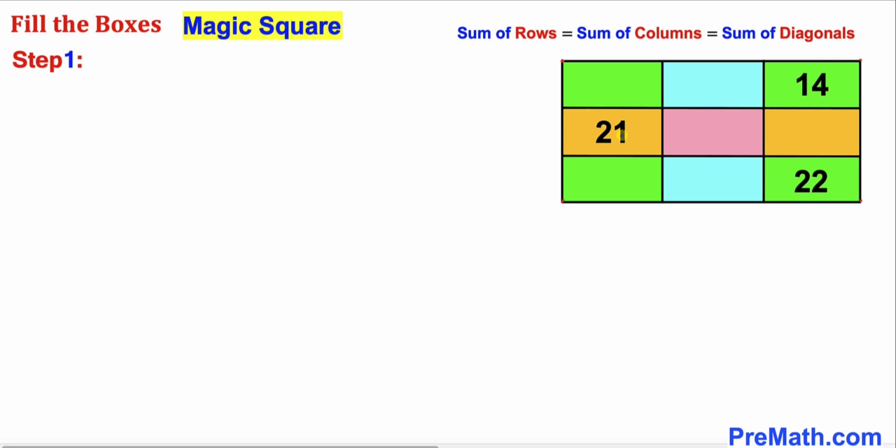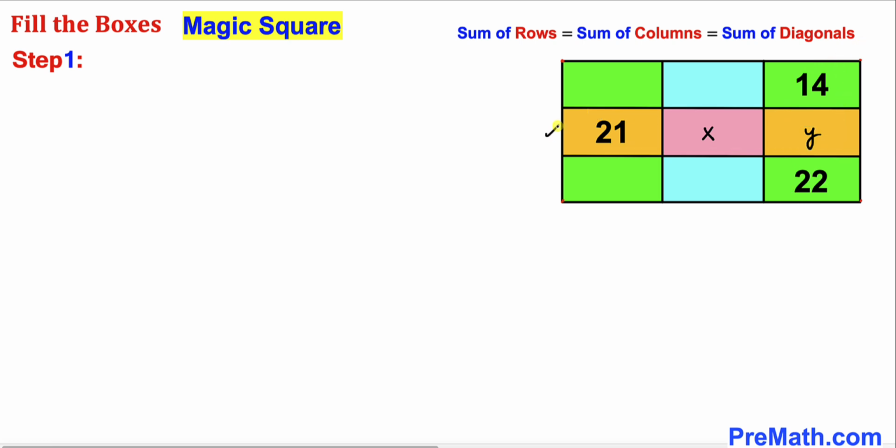And here's our very first step. Let's focus on this row that contains 21, and let's focus on this column that contains these numbers 14 and 22. Since the values of these boxes are unknown, let me label this box as an X and this box as a Y. Since we are dealing with a magic square, the sum of the numbers in this row must be equal to the sum of the numbers in this column.